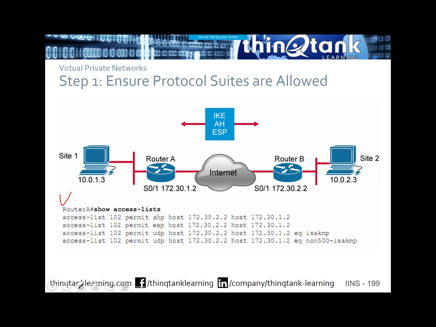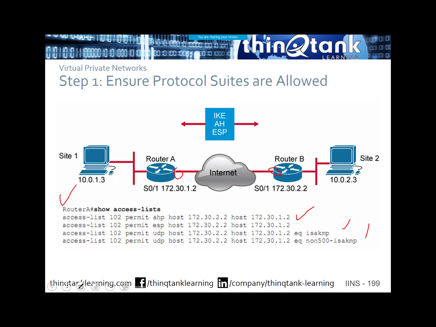This access list here, access list 102, would be defined, if necessary, on the outside interfaces of your routers in combination with whatever access list you might already have there to allow the different IPsec and ISAKMP protocols, right? So the first line there is going to allow AH. The second line is going to allow ESP. Remember, those are IP-based protocols, 51 and 50. Which one is 51 and which one is 50? Protocol 51 is AH and protocol 50 is ESP.